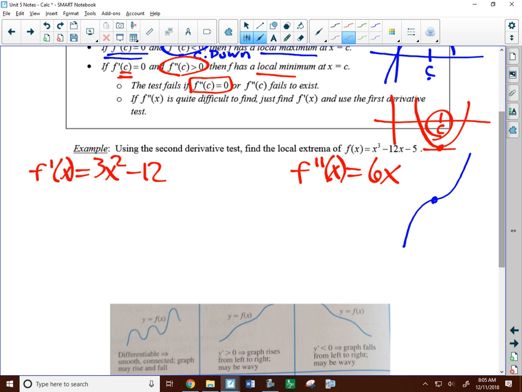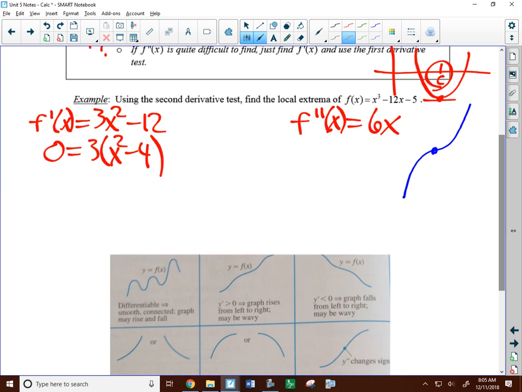Alright, so this says right here, when f prime is equal to 0, this is a critical point. So let's go to the first derivative and get the critical points. We set this equal to 0. I'll go ahead and factor out a 3. There are different ways to solve this one. I get x squared minus 4. And then I can do difference of squares to make it x plus 2 times x minus 2. And so I get 2 and negative 2, because 3 does not give me any solutions. So I know those are the critical points.